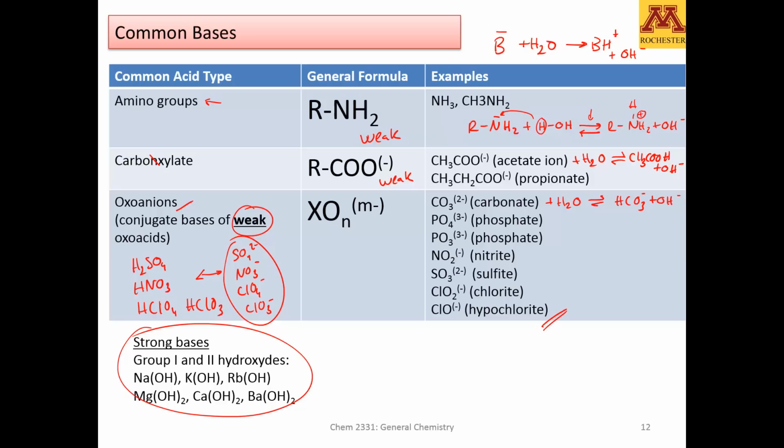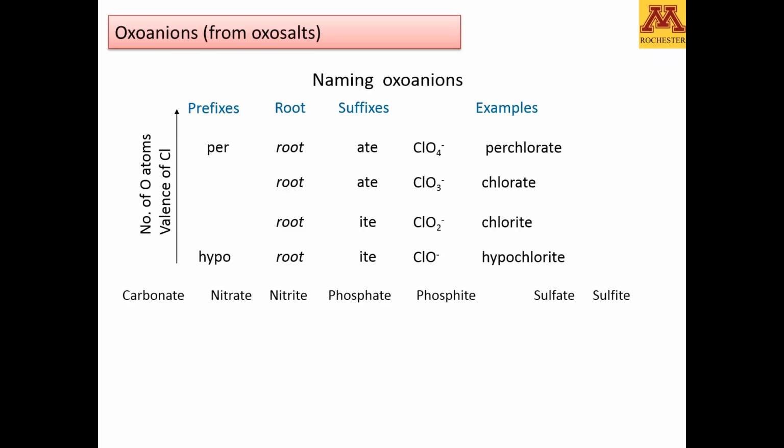Let's comment a little bit about how we name oxoacids, in this case oxoanions, because they are the conjugate bases of oxoacids. How do we name them? We name them the same way that we named the oxoacids, with a prefix and a suffix depending on the oxidation state of the central atom. If you can calculate the oxidation state of this central atom, in this case, when there are four possibilities, there is hypo-ite for the lowest oxidation state, ite for the second lowest oxidation state, ate, in this case chlorate, for the second highest oxidation state, and just per-ate for the highest oxidation state.